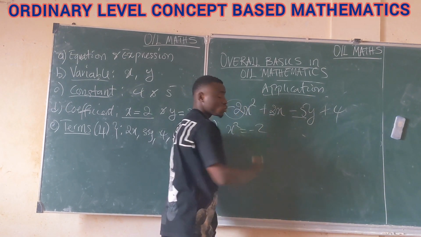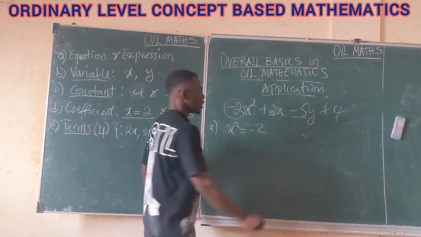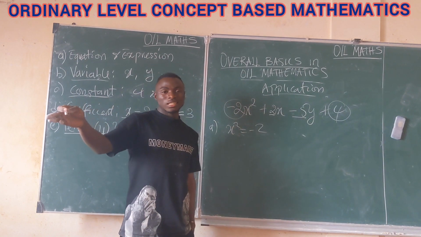These are mistakes that most of you always make. They can ask, what is the constant term in this expression? The constant term in this expression is 4, the value that does not change. Okay?